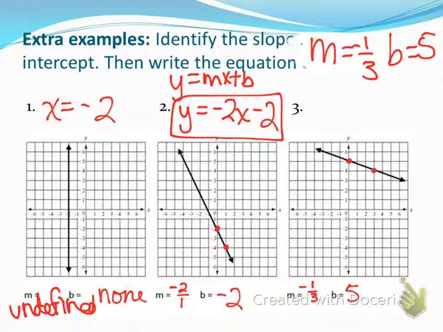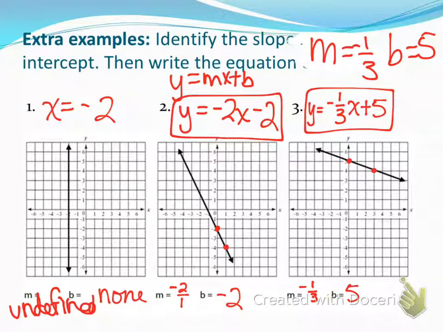Nevaeh, what would the equation of my line be? Y equals negative 1/3 plus 5. What are we missing out of that? X. The x, very good. Y equals negative 1/3 x plus 5. Questions, concerns?